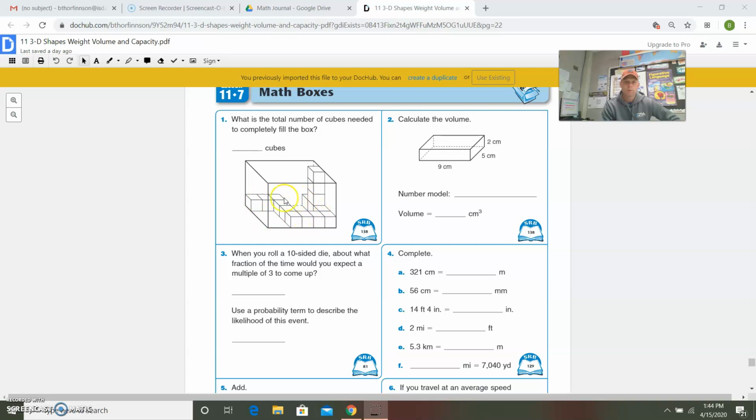It would take 24 cubes to fill that area. And then we count how many groups of 24 stacks. 1, 2, 3, 4 stacks of 24. So 24, sorry, times 4 is 96 total cubes.